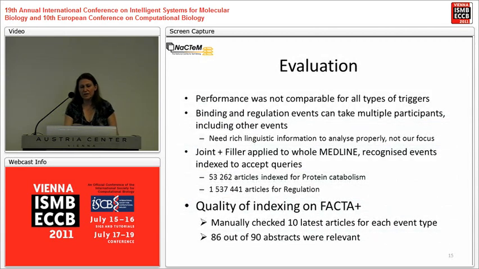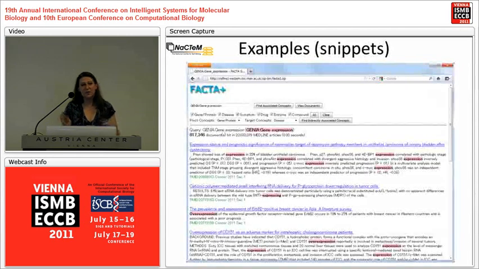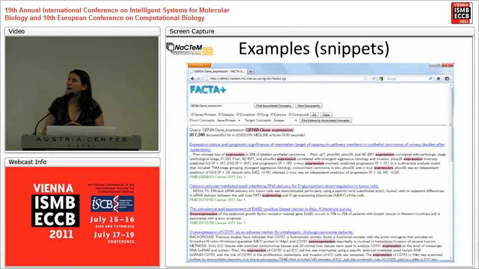So this is what I said before, and about the evaluation and the quality of indexing on FACTA Plus was to actually manually check the 10 latest articles by biologists, and 86 out of 90 abstracts were relevant. So it's okay for the precision. For the recall, it's still a bit unclear how we could do that.